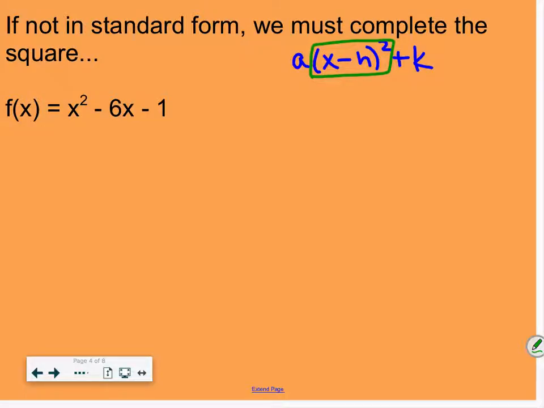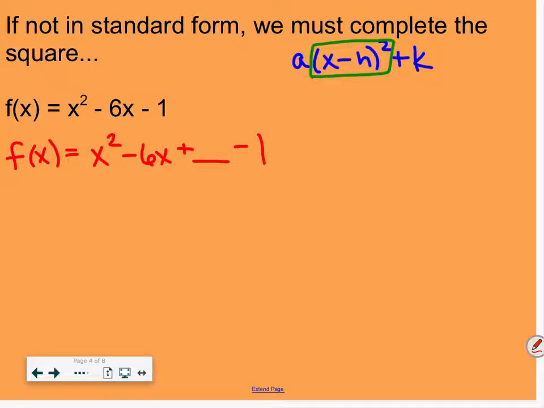So what we're going to do is take x squared minus 6x and add a number to it so that we can write the square of a binomial. But can I just add in a number to an equation? Let's try. I can just add in a number and change the entire value.